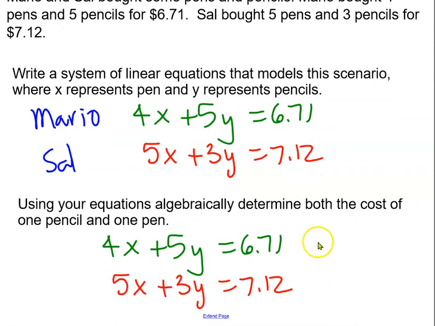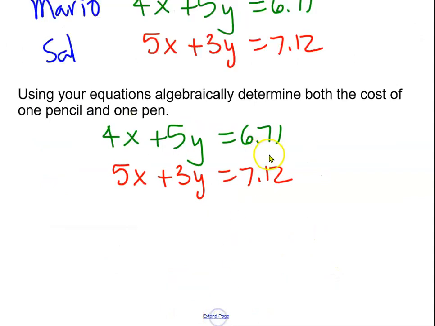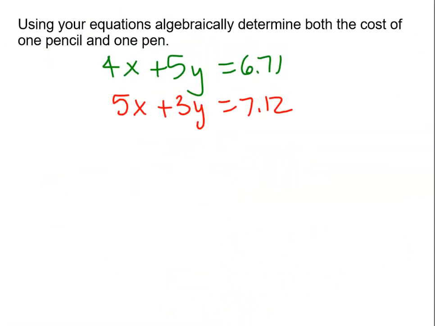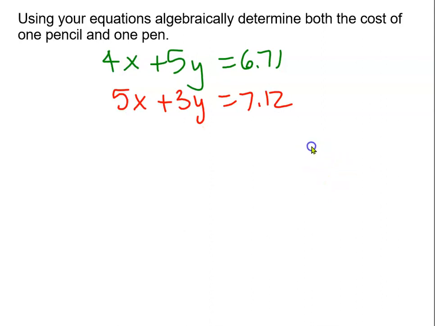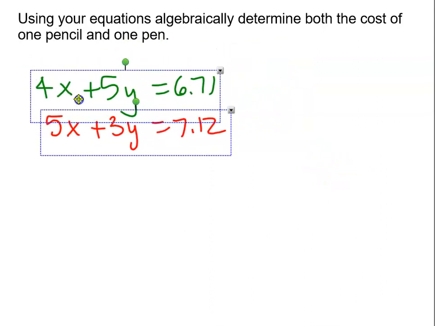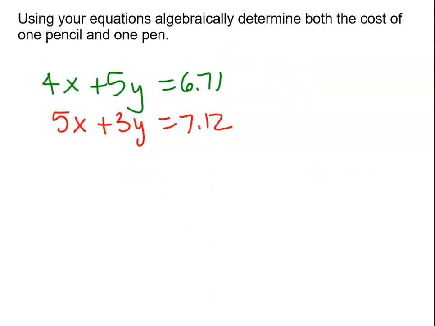I need to use one of my fancy methods. And if you remember correctly, that's going to either be the elimination method or the substitution method. So the substitution method would require that one of my variables be isolated, which I don't even remotely have.